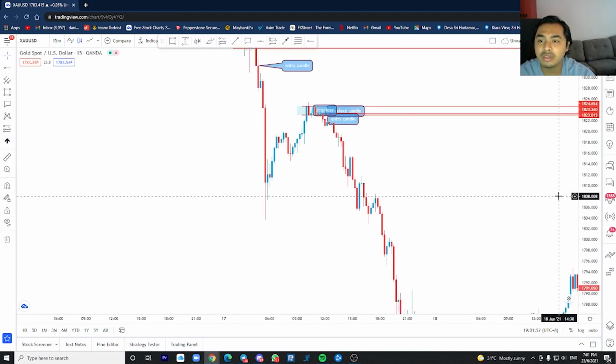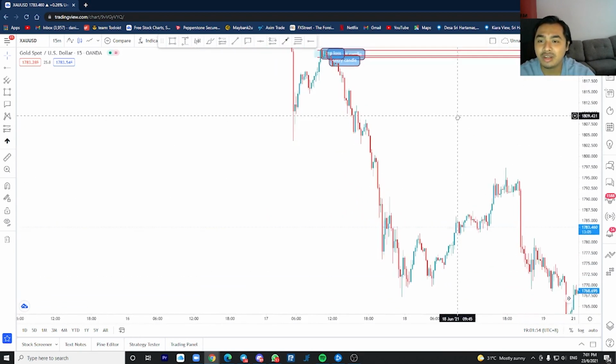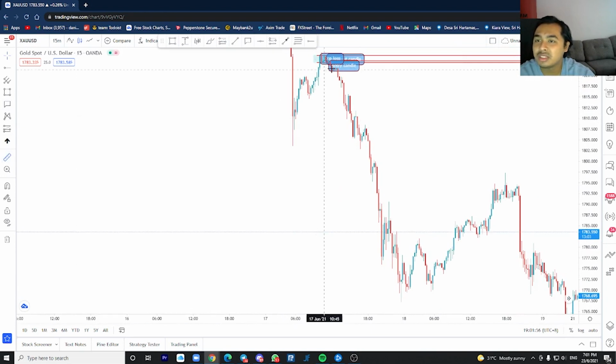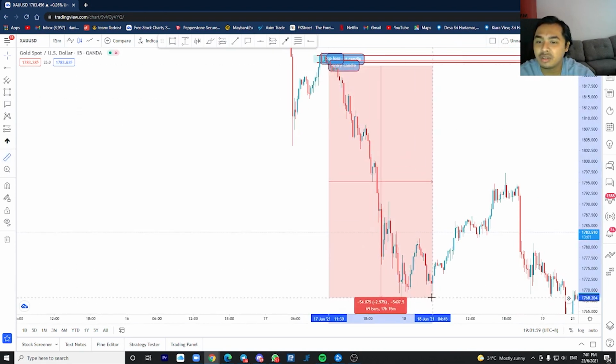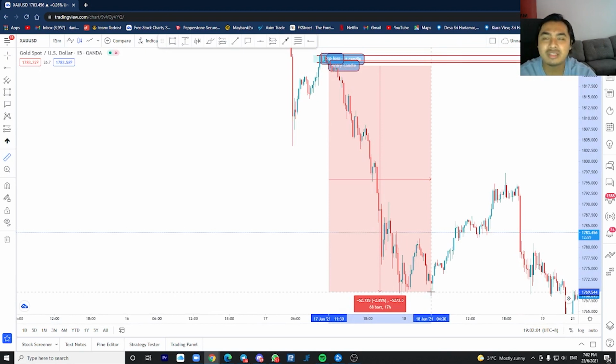So from this very simple setup itself, we would have had in our hand, all the way down here, that's a lot of pips. So let's just say from this particular candle here, all the way down here, 500 pips from that simple setup. This setup is highly known to be used for re-entry when market is in a trending situation.